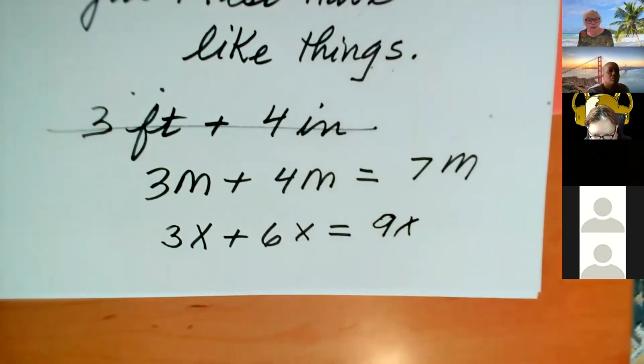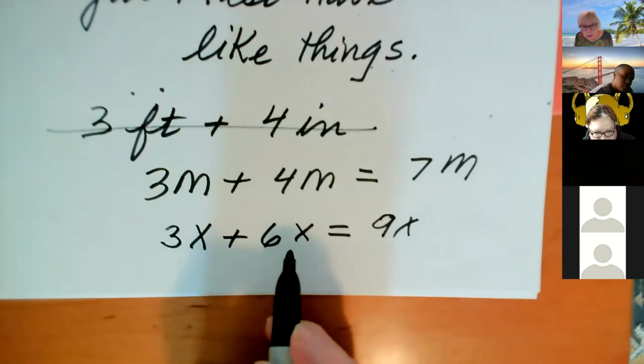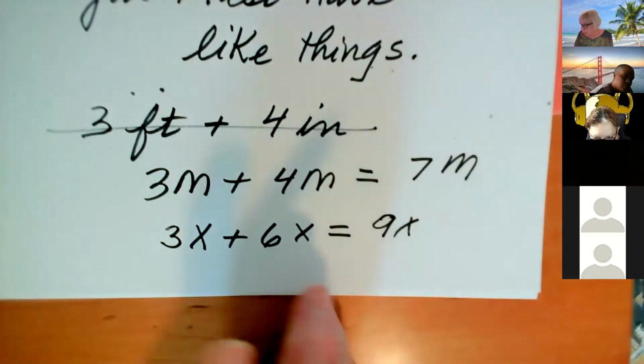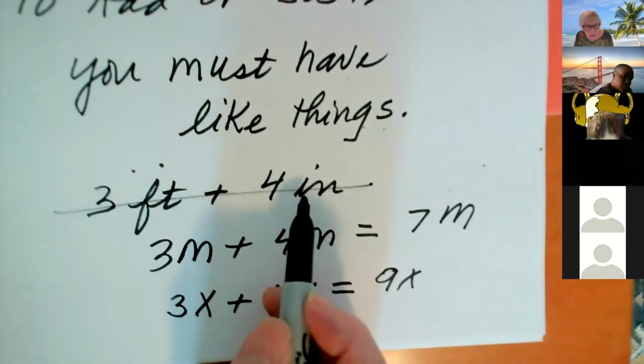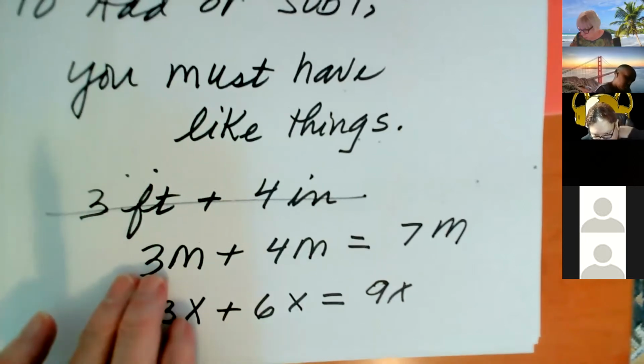You don't have to grab it this first time, but I want you to see it's the same darn thing. We have like things. This was meter and this was meter, so we could do it. But don't be trying to do something with things that are not matching. So that's one of the reasons we sometimes have to make it all in inches or all in feet or all in meters so that we can actually add or subtract.